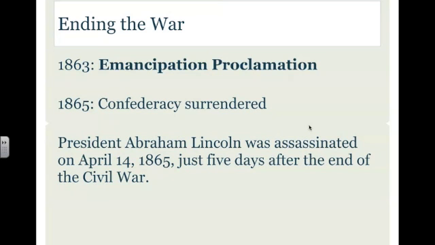Finally, 2 years after the Emancipation Proclamation, on April 9th of 1865, the Confederacy surrendered. They surrendered the war after 4 years of fighting. So it's kind of a great thing. The war's over. However, there's some sadness because right after that, in fact, 5 days after that, President Lincoln was assassinated while he was watching a play in Washington, D.C.